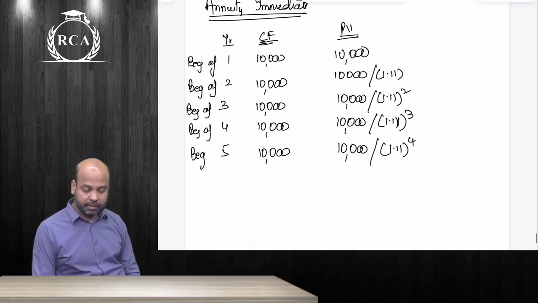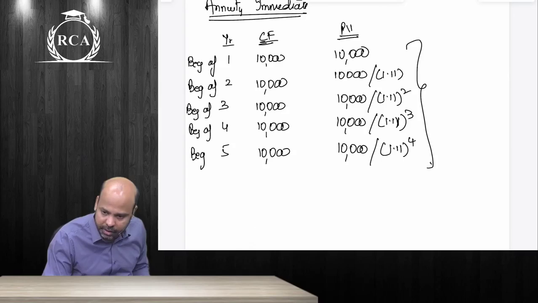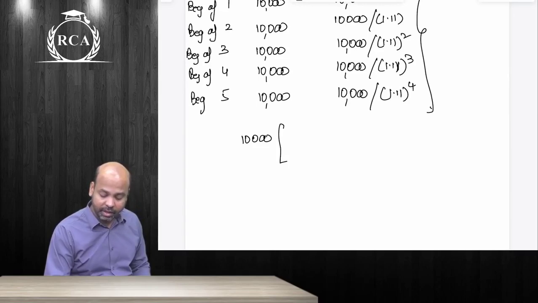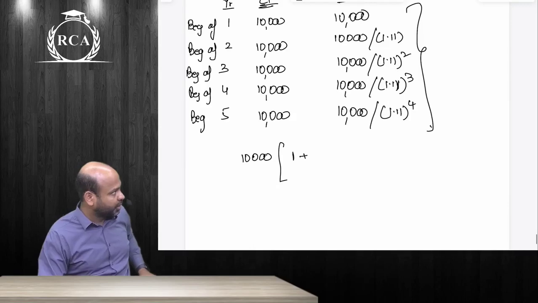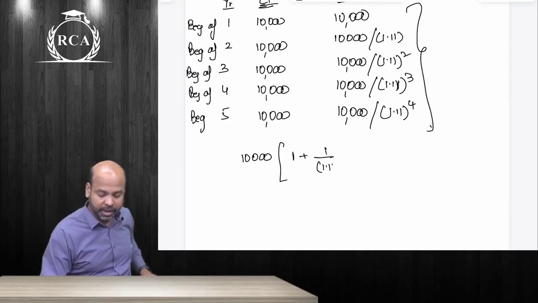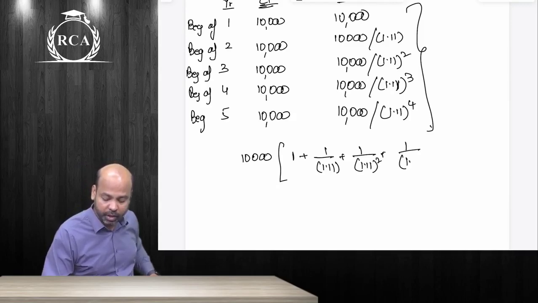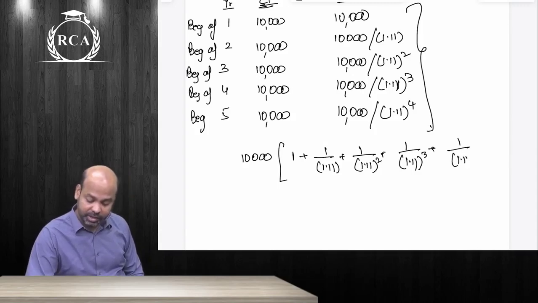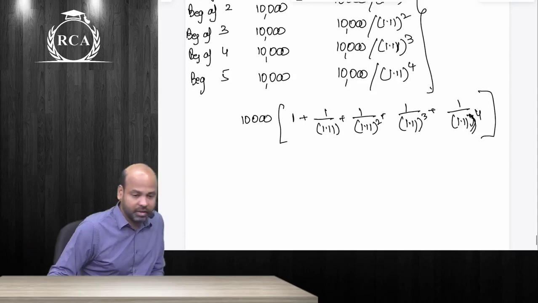Understood? If you add all of these values, you will obviously get the present value of annuity immediate. Now, to do that, you write 10,000. If I take 10,000 common, isn't that 1 plus? The first one will be 1, yes or no, guys? What will be the second one? 1 divided by 1.11, 1 divided by 1.11 whole square, 1.11 whole cube. So these are the values, guys.